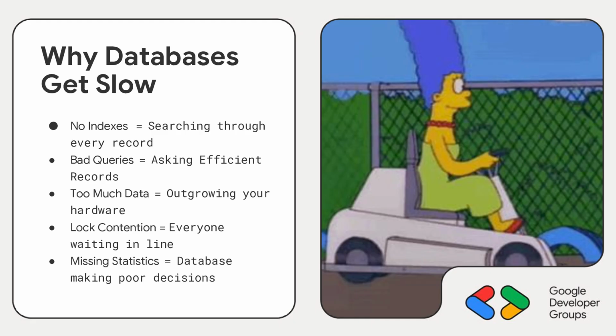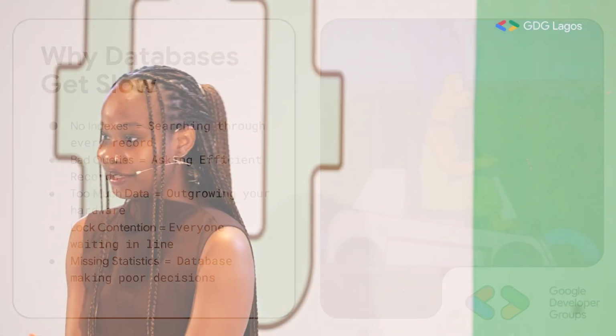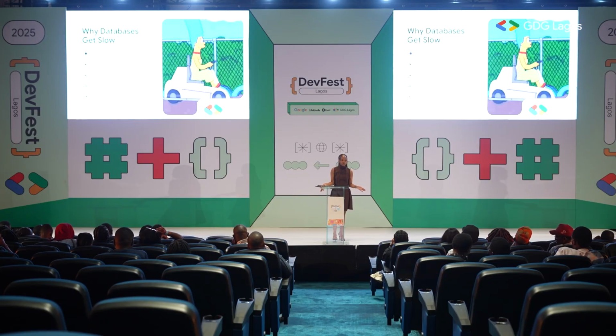So, why do our databases get slow? This is very interesting, right? First of all, which is the most common? Indexing. Does anyone know what indexes are? Anyone? No one? Okay, we'll get there. So indexes, most of the time, are what makes our database slow.